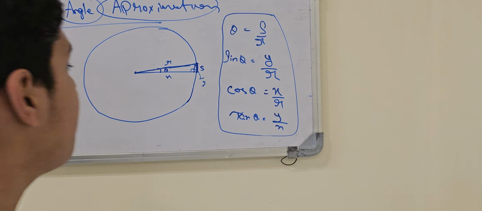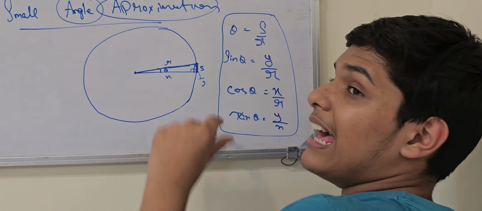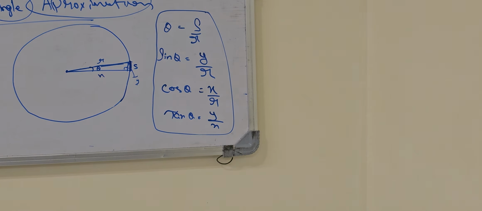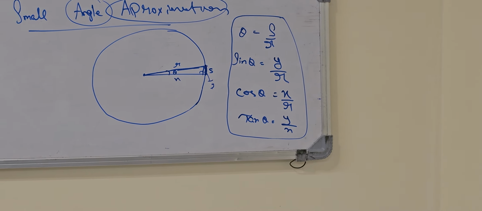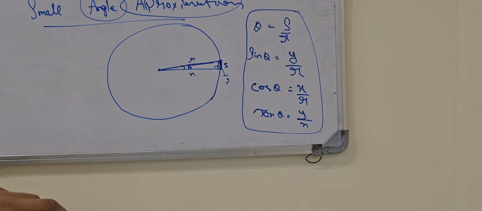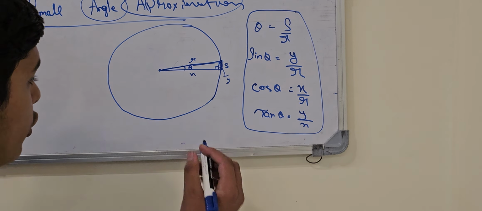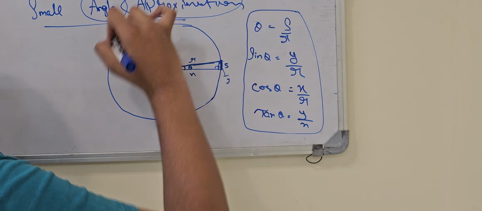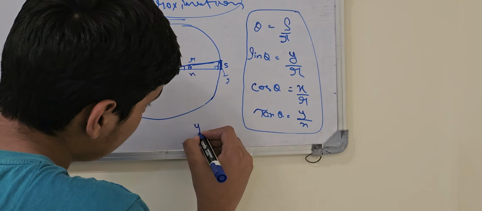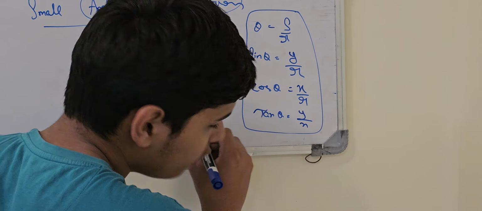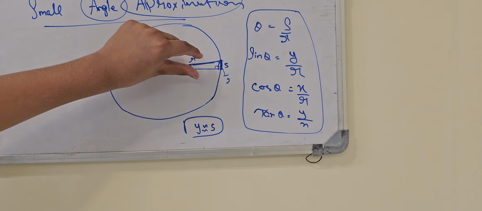So when we do small angle approximation, what do we do? This s, can you see? Sorry, I ticked it by mistake. This y will be equal to s. Not equal, approximate, because we are talking about approximation. So y will be approximate to s. From here you conclude that y is approximate to s.